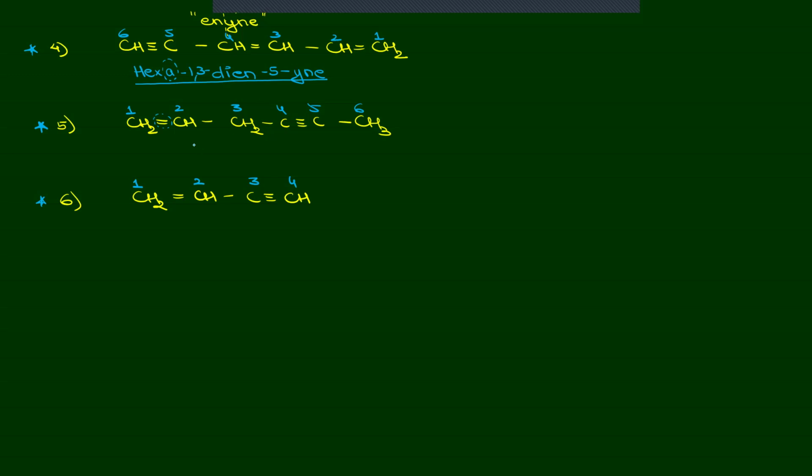Fifth and sixth are easy now. Parent is hex. Ene is double bond. Yne is for triple bond. And the position is 1-ene, 4-yne. Next is but: 1 double bond ene, 1 triple bond yne, 1-ene and 3-yne. That's it. So these are the enyne compounds for which two rules related to the fifth and sixth examples were important. Thank you.